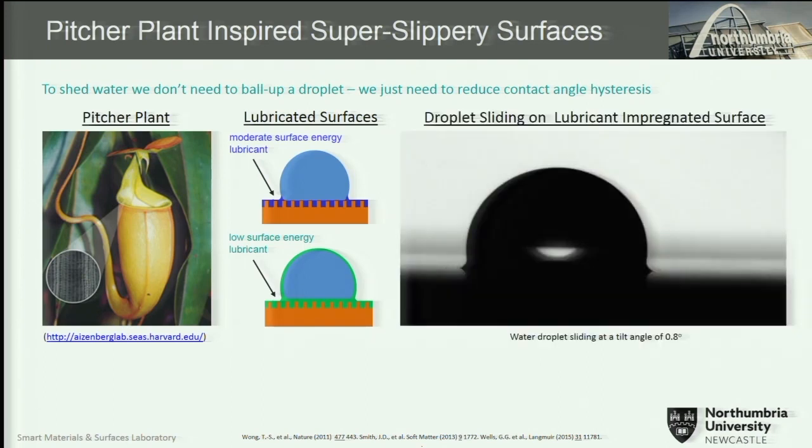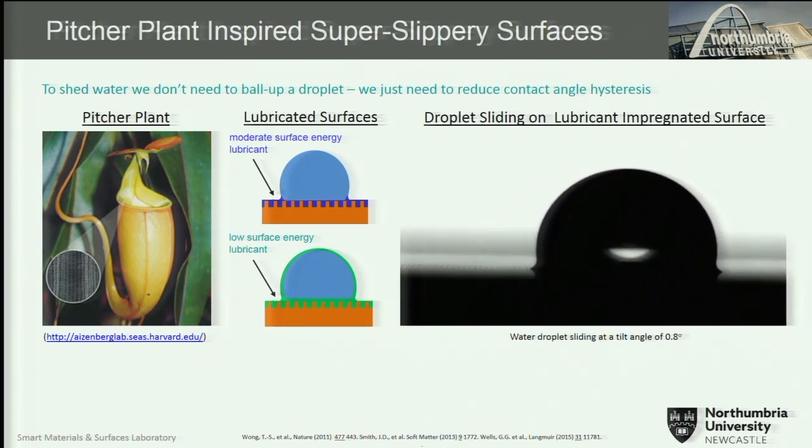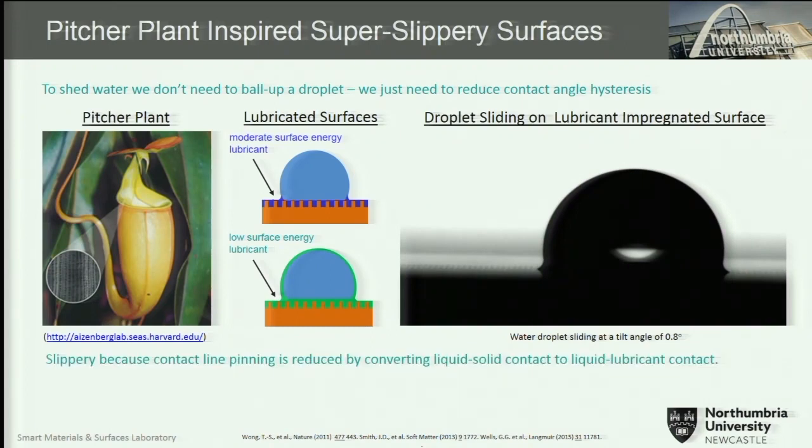So here's one of these pillar surfaces. We made this one in our lab some time ago. You tilt the surface by less than 1 degree, and that's a droplet sliding at less than 1 degree. And you can see it's on a lubricant because you have some Neumann triangle sort of uplift of the oil at the edges, those little wings that you can see. So it's slippery because you've converted the solid-liquid contact of the droplet into a droplet-lubricant contact.